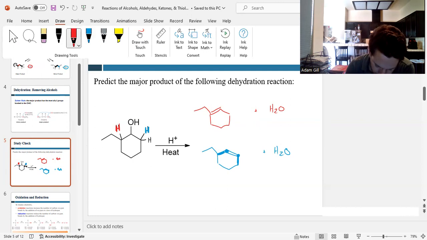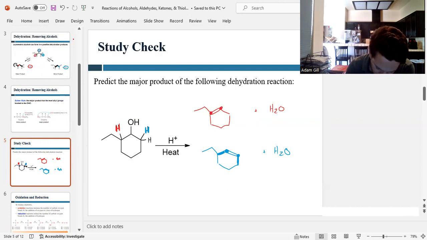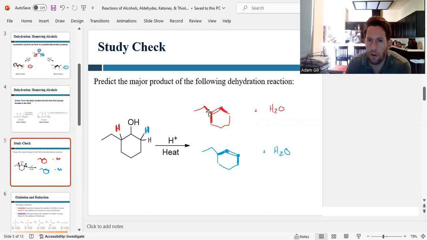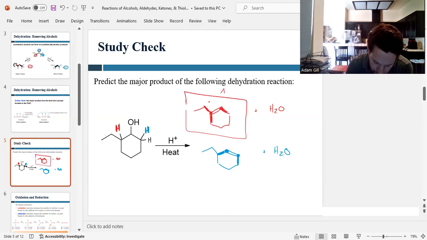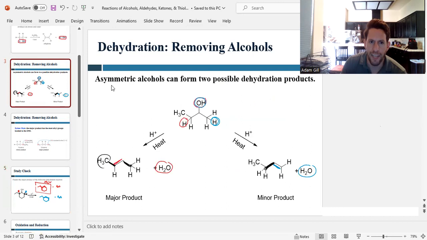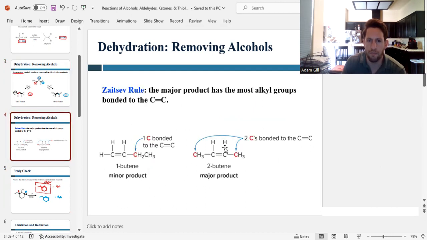Now, in red, looking at the two carbons of the alkene, I see one bond to carbon, two bonds to carbon, and three bonds to carbon. And so because the red one has more carbons attached to the alkene, it's more favored. And so this would be the major product, and the blue would be the minor product. So once again, if you have an asymmetrical alcohol, where it's different on both sides, the major product is always the one that has more carbons bonded to the alkene.